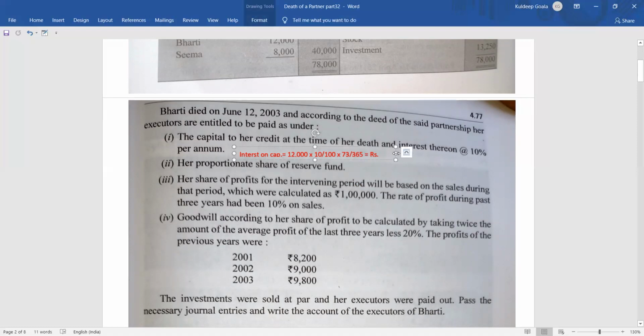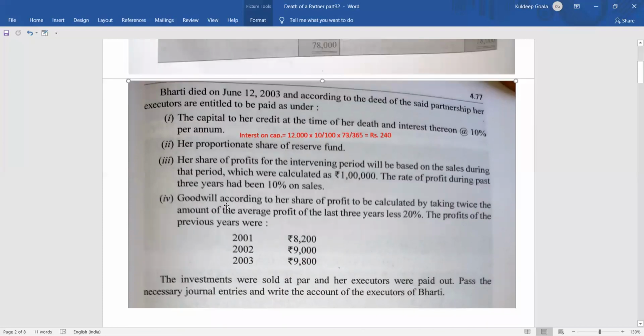That will be based on the sales during that period. Whatever the sales were during that period, our share will be calculated on that, which was calculated as 1 lakh. 1 lakh was the sale of that particular duration. The rate of profit during the past 3 years has been 10% on sale. So whatever the sale is, 10% of it is the profit. For this period also, the sale was mentioned as 1 lakh, right? So 10% of 1 lakh is 10,000. And what was Bharati's share? 2 by 6. So accordingly, we have to find out.